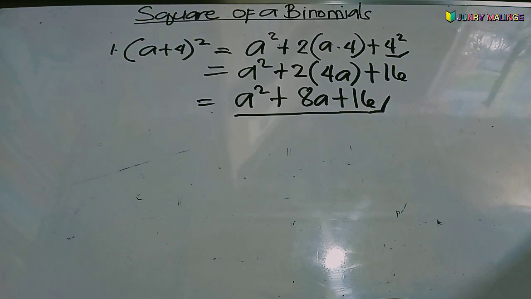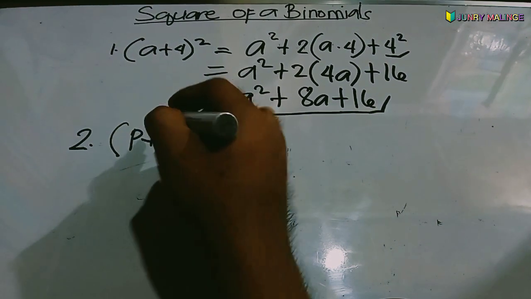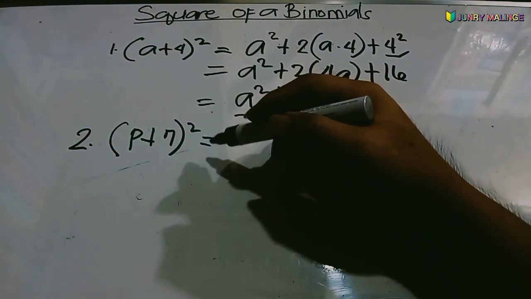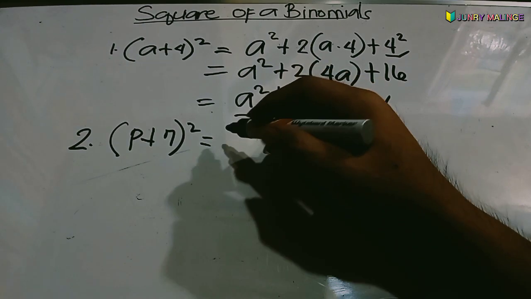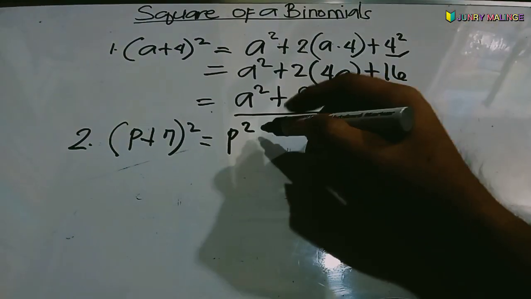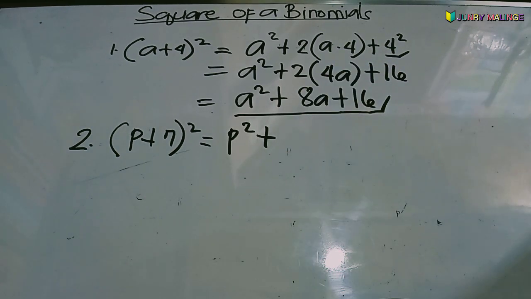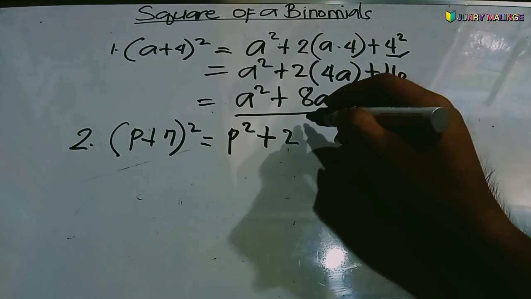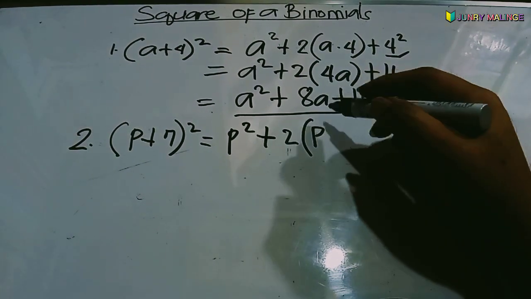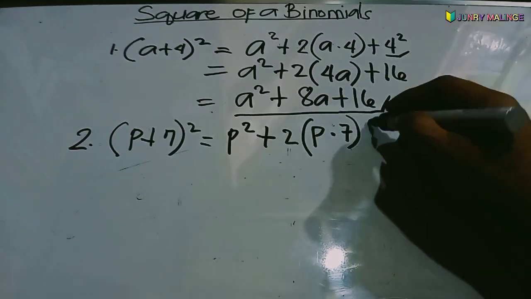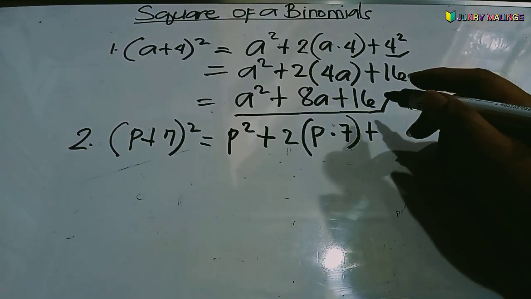Nakuha. Okay, number 2. Quantity P plus 7 raised to 2 equals quantity of P plus 7 raised to 2. So we're going to square our first term, P squared plus, we're going to what? Next step natin is, huwag kalimutan, twice the product of the first term and the last term. So 2 times P times 7, plus, and we're going to what? We're going to square the second term.